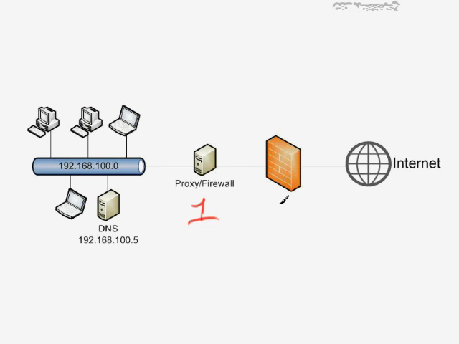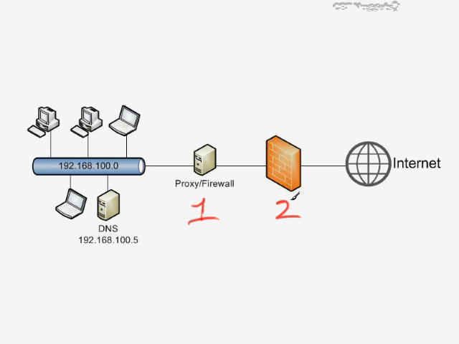Now, you may also have in corporate environments a second firewall here as well. This could be a hardware firewall, or it could be another firewall just like this one. It could be another ISA server. I just drew a different diagram for variety's sake. But the point is, it's another firewall.